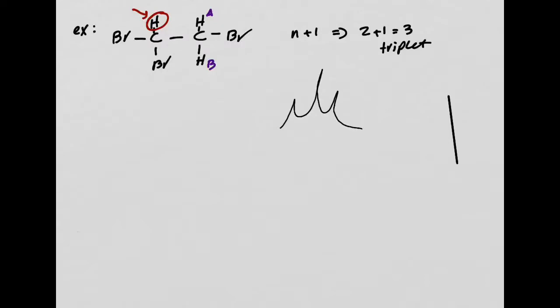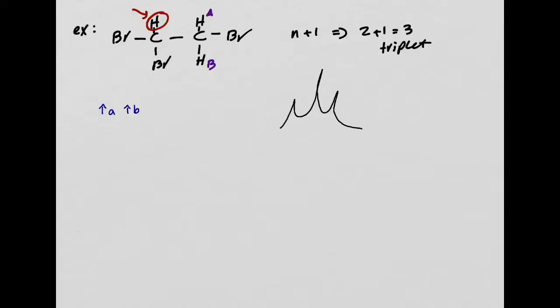Okay, now let's go over why we are getting a triplet. Again, you don't have to know this, but sometimes knowing a little bit more helps you understand what's going on here. Now, we said that the adjacent carbon had two hydrogens, HA and HB. Okay, now here's the deal. HA could be aligned with a magnetic field, and HB could be aligned with a magnetic field.